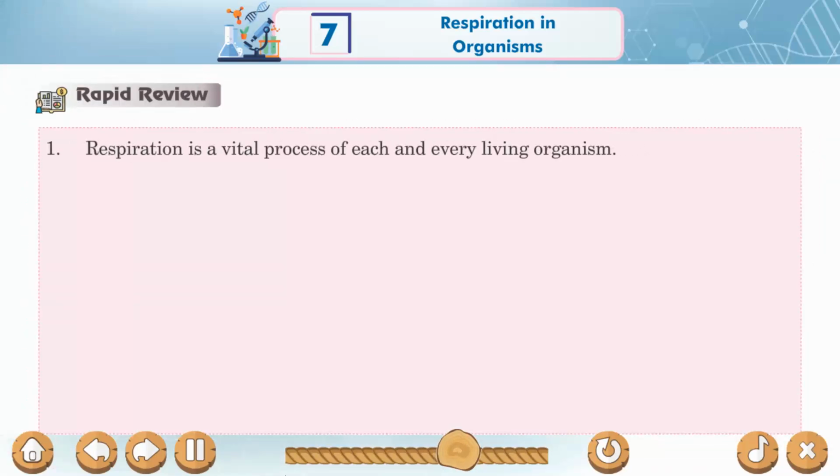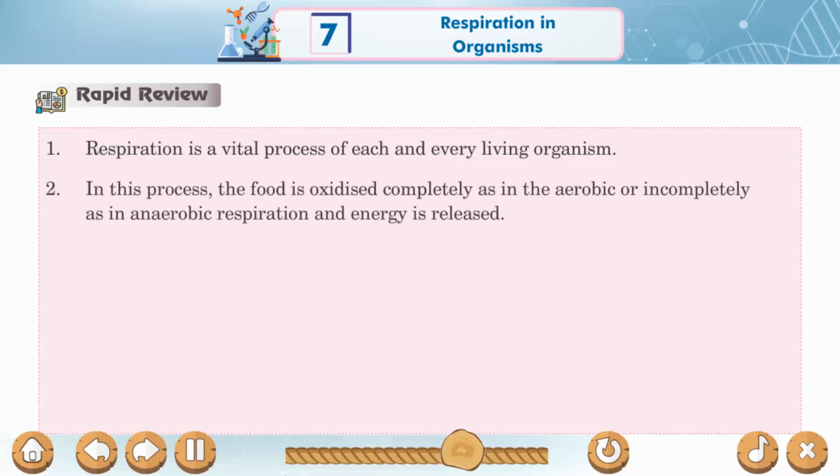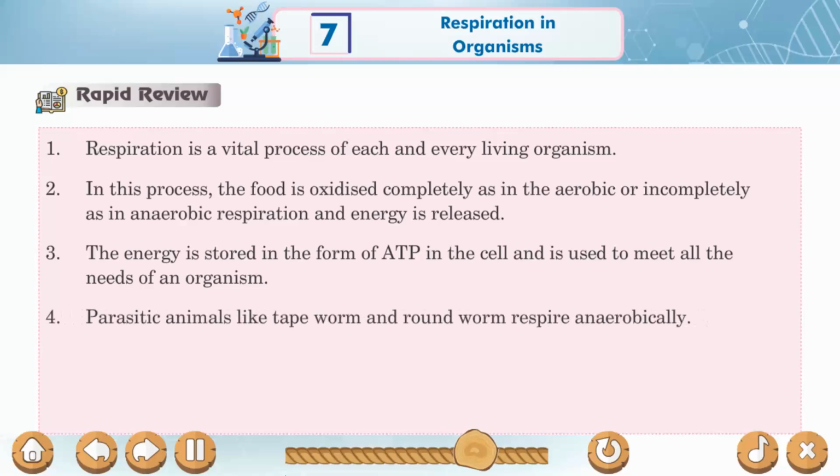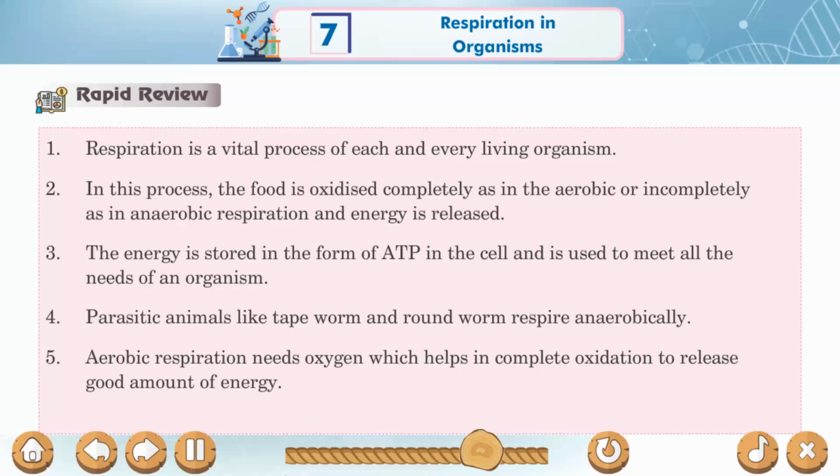Rapid review. 1. Respiration is a vital process of each and every living organism. 2. In this process, the food is oxidized completely as in aerobic or incompletely as in anaerobic respiration and energy is released. 3. The energy is stored in the form of ATP in the cell and is used to meet all the needs of an organism. 4. Parasitic animals like tapeworm and roundworm respire anaerobically. 5. Aerobic respiration needs oxygen which helps in complete oxidation to release good amount of energy.